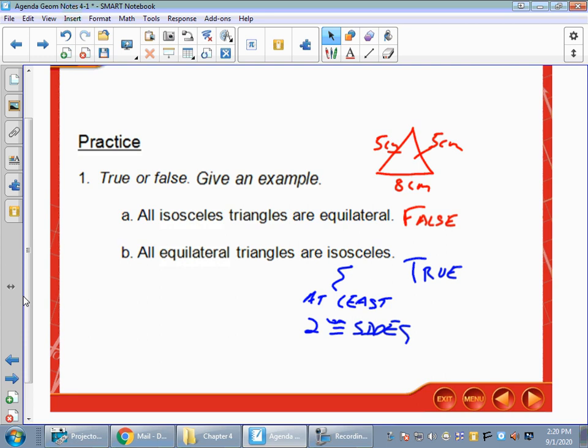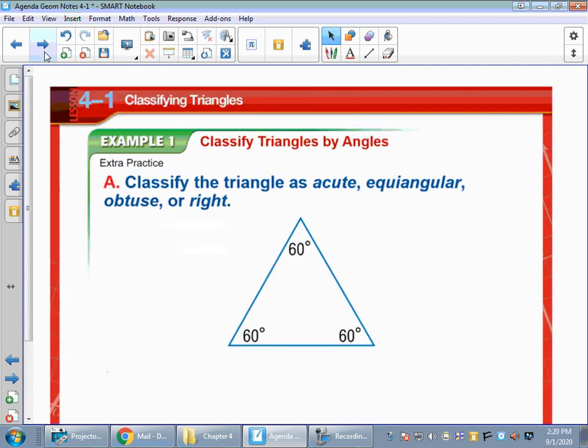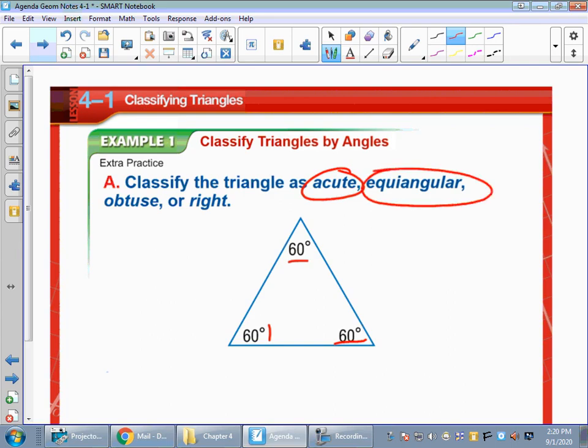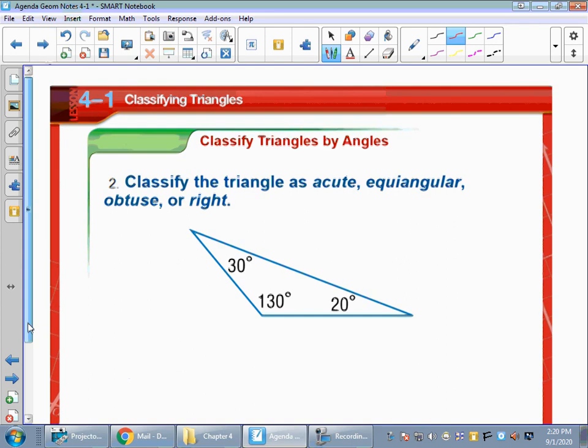All right, the next one for us here is to classify this triangle as acute, equiangular, obtuse, or right. And this one's not on your notes, but it's a really quick one. We know it's acute because it has all 3 60-degree angles. Because they're all 60 degrees, it's also equiangular. It's not obtuse because it doesn't have an obtuse angle. It's not right because it does not have a 90-degree angle. So let's go right to the next one. This one is on your note sheet here.